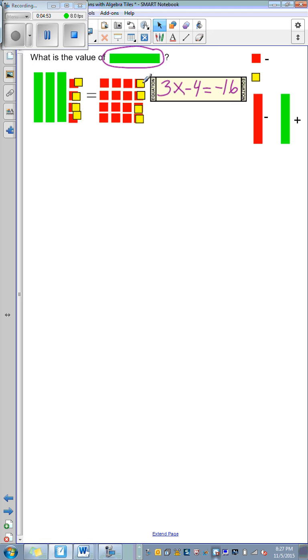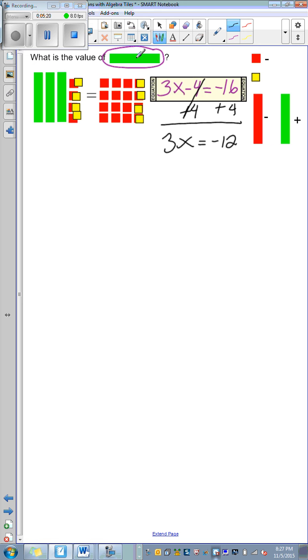So now we just eliminated that minus 4 by adding in our zero pairs. And we have 3x, and if you see now, we're left with only 12, but because they're red, it's going to be negative 12. Okay, so now we're left with 3x equals negative 12.